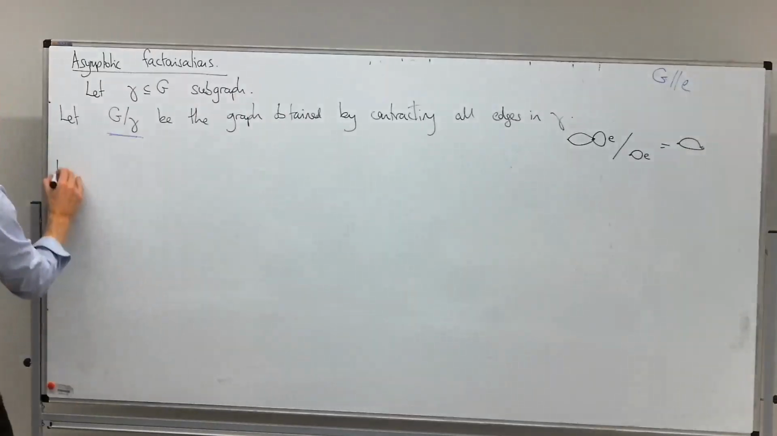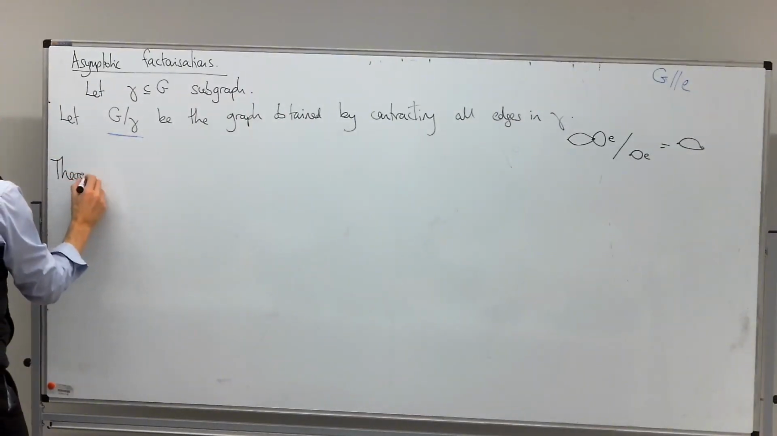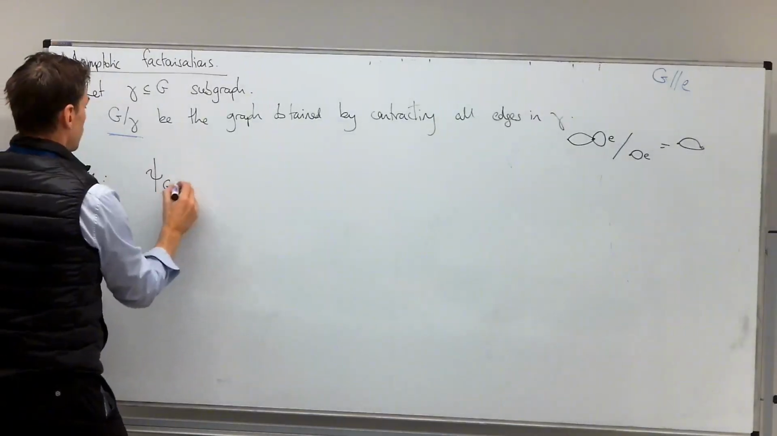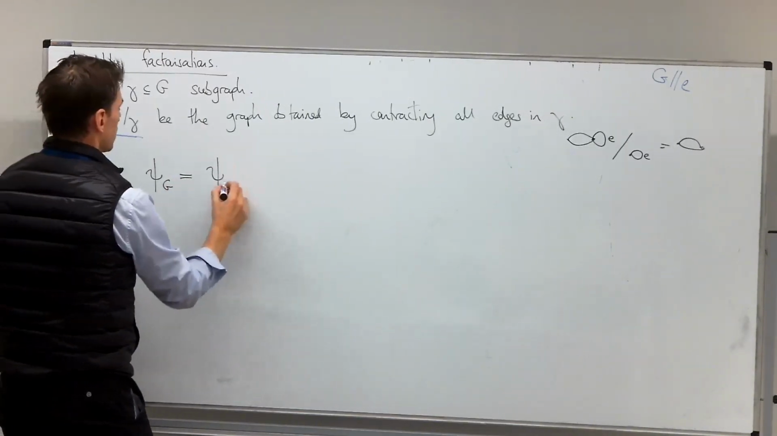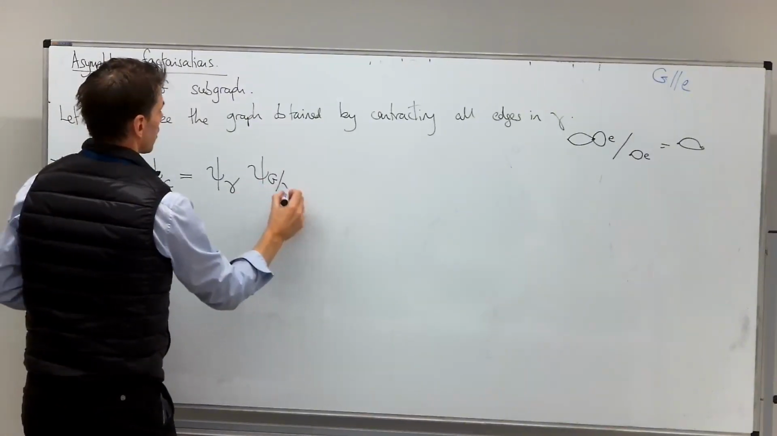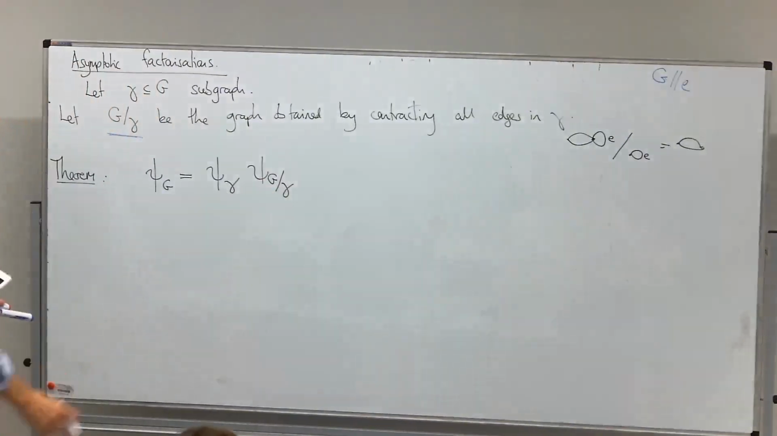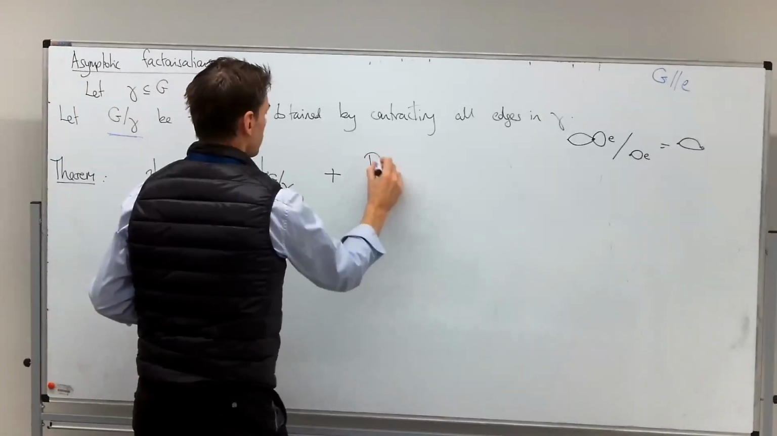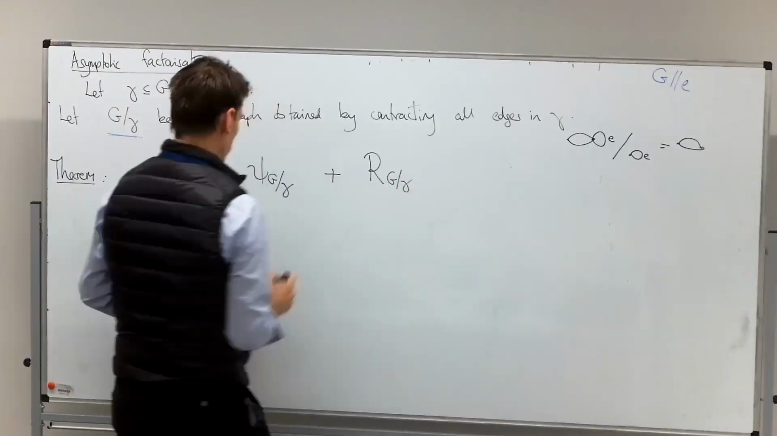And then the theorem, which is not so well known, is that the graph polynomial wants to factorize as the product of the subgraph and what's called the quotient graph, where you contract everything in the subgraph. But it's not quite true. There's an error term, a remainder term.